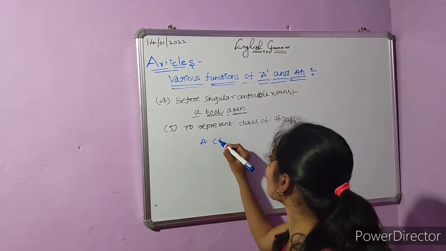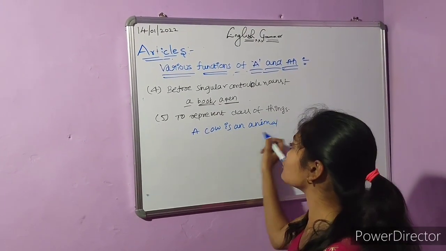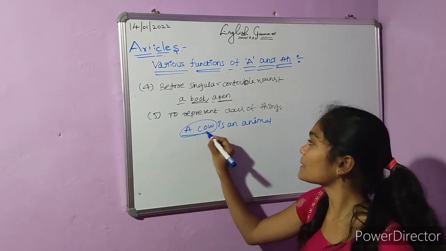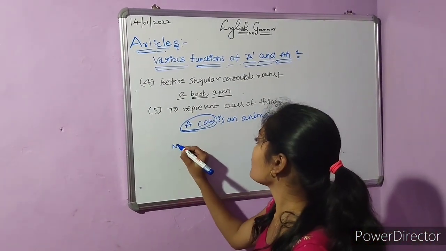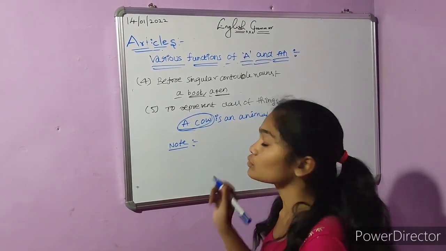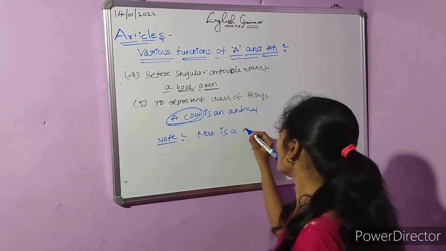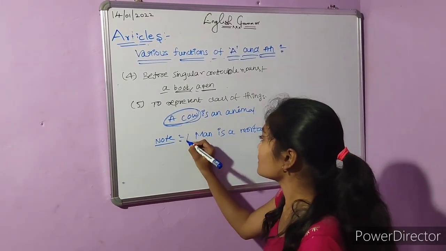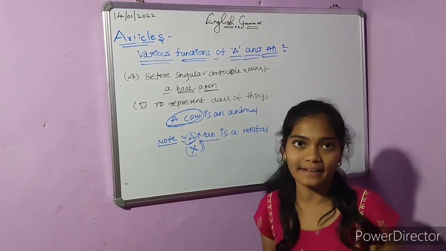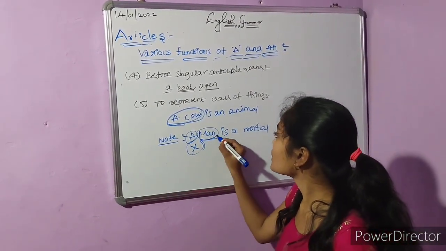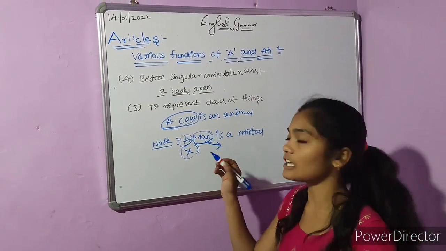For example, a cow is an animal. Here, a cow does not represent a single cow. It represents a whole class of cows. And here we have to remember two things. Man is mortal. We should not use a man. If we use a before man, it makes an error, because man here does not mean a single person. You are talking about the whole class of people.